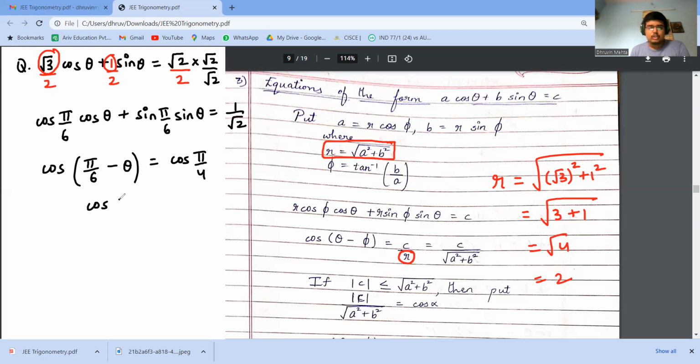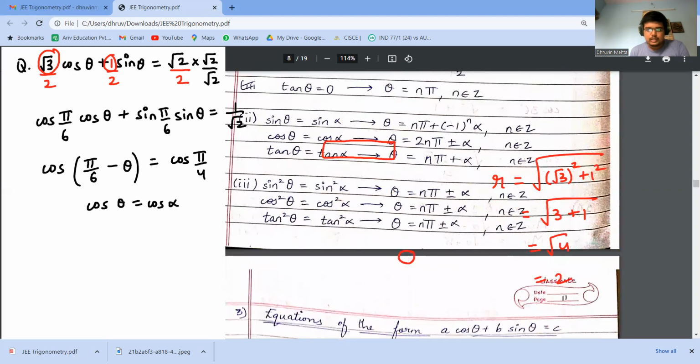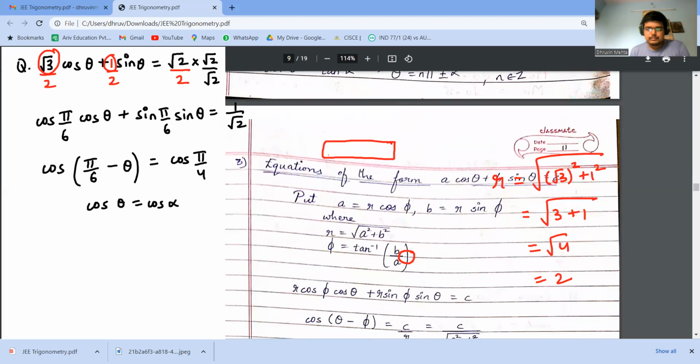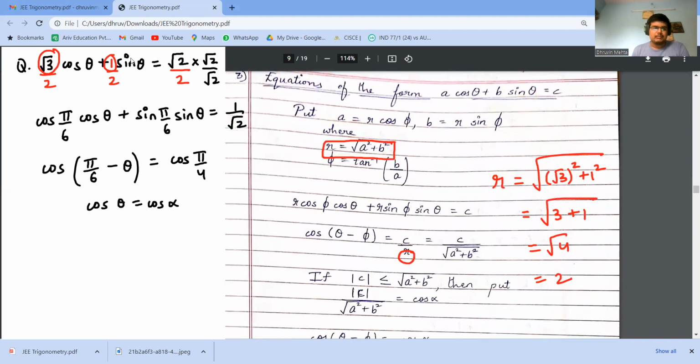Now this looks like the cos theta equal to cos alpha formula, the general solution formula which we have just seen. So we can use that and complete the sum. So we will get pi by 6 minus theta is equal to 2n pi plus minus alpha, pi by 4. तो इसमें दो केस होंगे, एक प्लस लेके एक माइनस लेके, and then we will get the two answers. That's how it works.